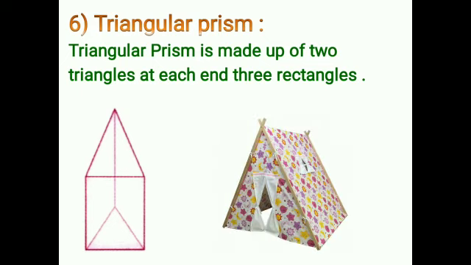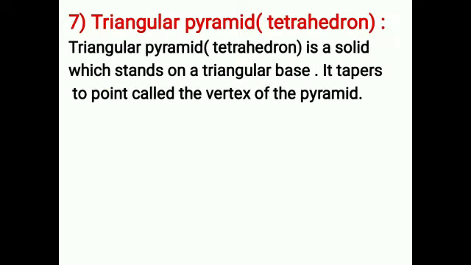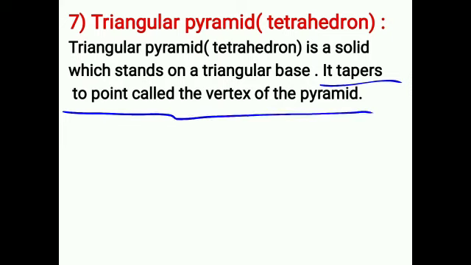In real life, a tent is an example of a triangular prism. The next type is the triangular pyramid, which is called a tetrahedron. The definition of a triangular pyramid, or tetrahedron, is a solid which stands on a triangular base. It tapers to a point called the vertex of the pyramid.